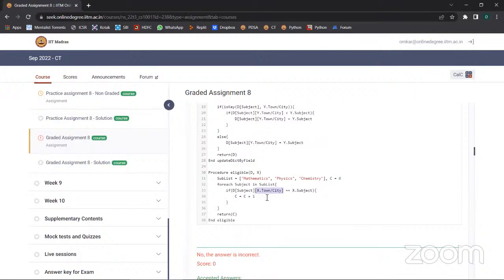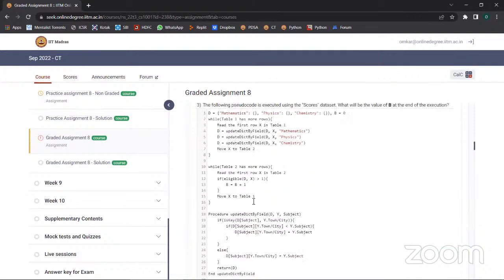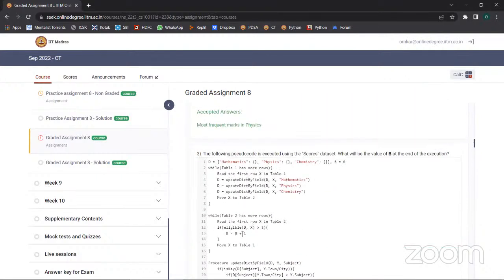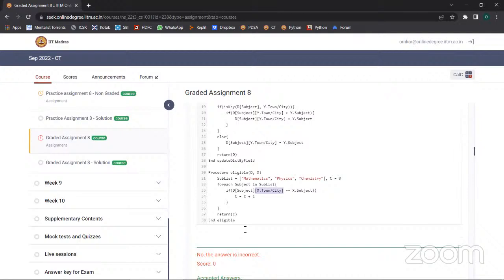So C will have a value of 3 only, no, sir? Can it take a value lesser than that? Yeah, it's possible, right? Because how, sir, in a city, at least one topper will be there for each and every subject. But X is one person, right? X is not all students. X is just one student. For that particular student, we are checking for 3 subjects. Okay, sir. The minimum value you can take is 1 and the maximum value it can take is 3. Okay.